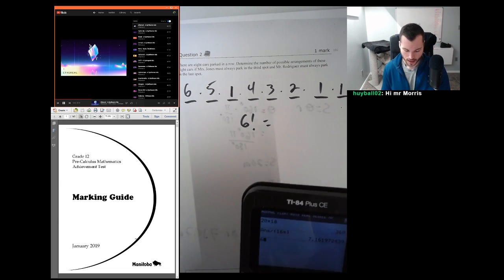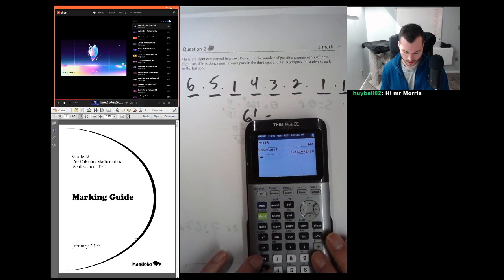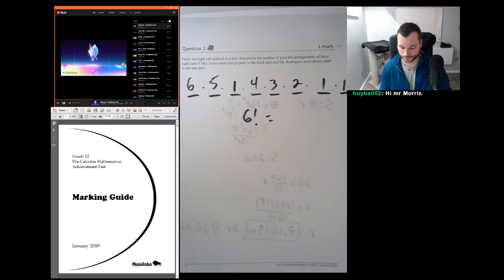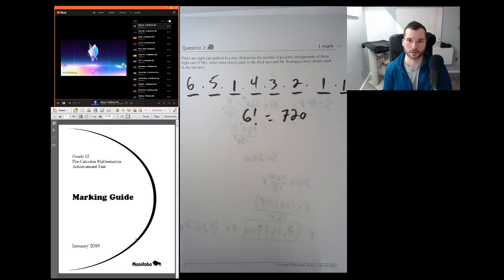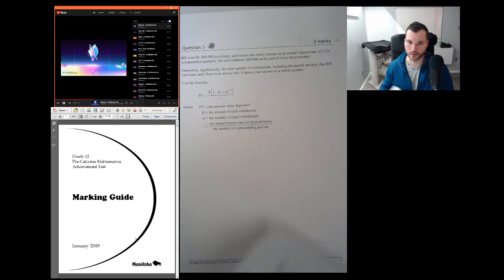So in my calculator, 6 times 5 times 4 times 3 times 2 times 1, 720. If you do have a factorial button on your calculator, feel free to use that. Mine just takes like 5 menus to get through, so I just don't really care too much. So 720 ways. All right, so 2 questions down. Let's keep on going.